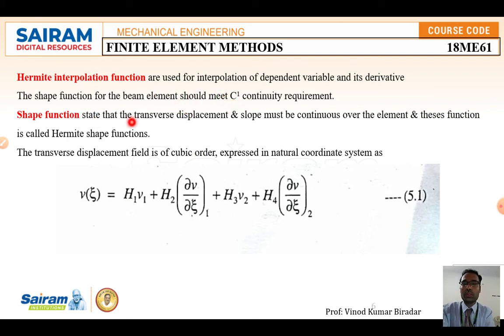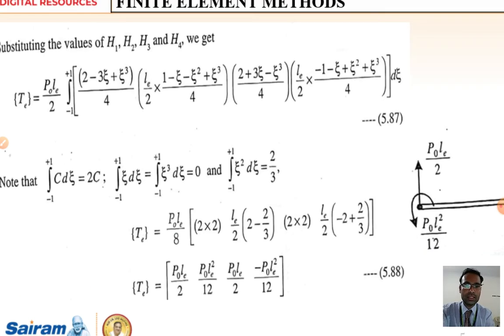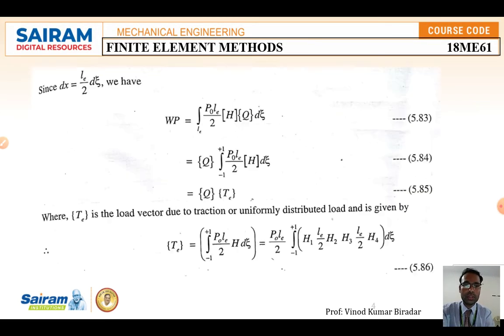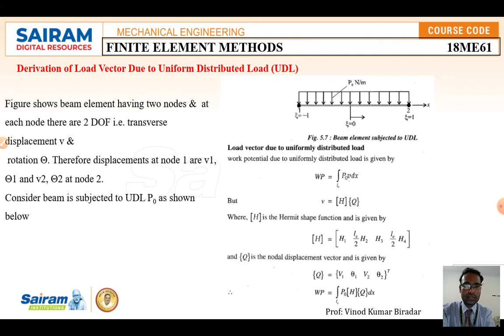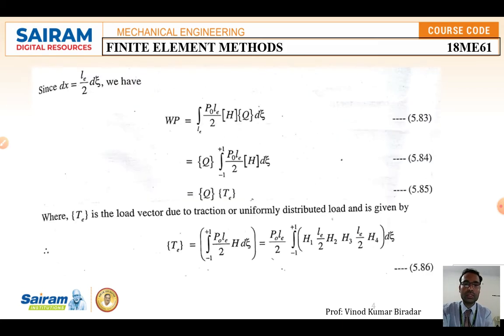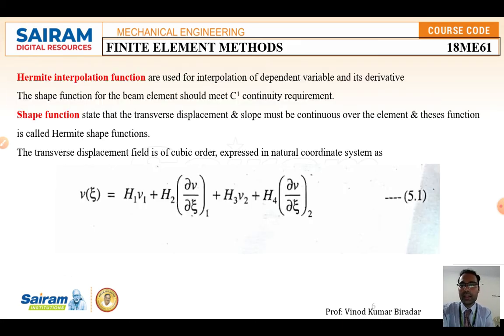The definition says the shape functions state that the transverse displacement and the slope must be continuous over the element, and these functions are called Hermite shape functions. What you have studied and seen here is the Hermite shape function. The transverse displacement and the slope must be continuous over the given beam element. Those we are going to call shape functions, that is H1, H2, H3, H4.